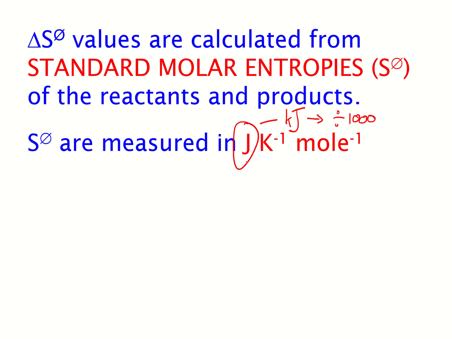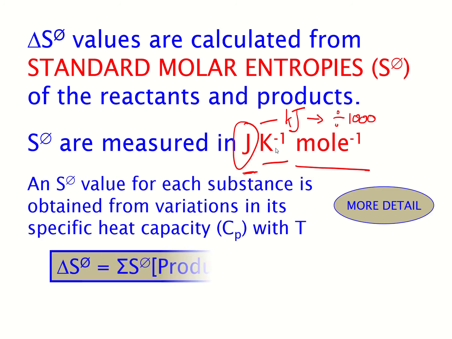So these are the units of entropy, and what they basically mean is how many joules, which is a unit of energy, are needed to raise 1 mole of a substance by 1 Kelvin, which is a temperature.